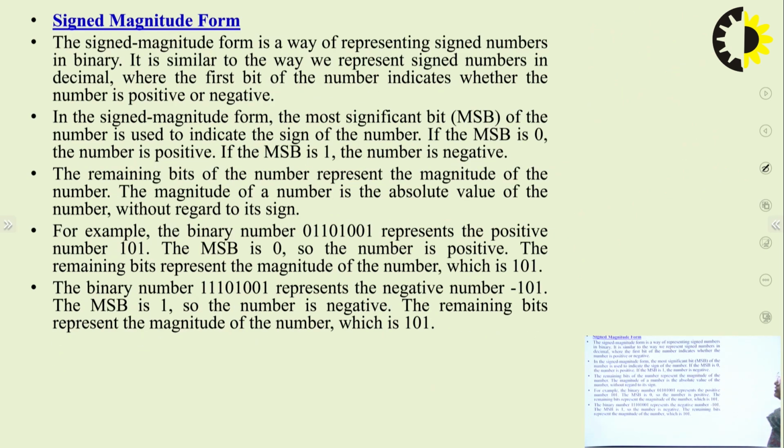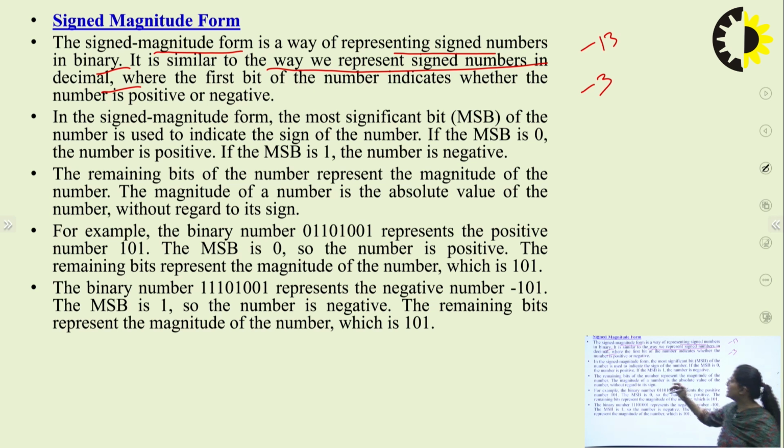And this is very important. Next is signed magnitude form. Basically, it is a way of representing numbers. What type of numbers? Signed numbers, because we have numbers in positive form and in negative form. So, to represent the numbers with their sign, we have a form that is signed magnitude form. It is basically a way of representing signed numbers in binary form. It is similar to the way we represent signed numbers in decimal, like we represent minus 13, similarly minus 3. In binary also we represent minus.